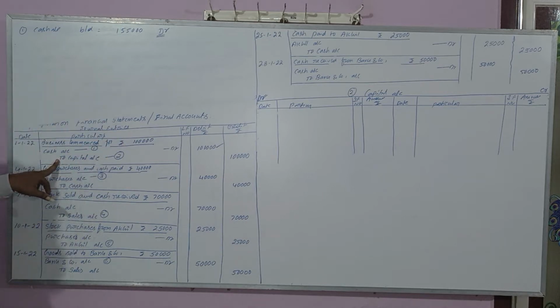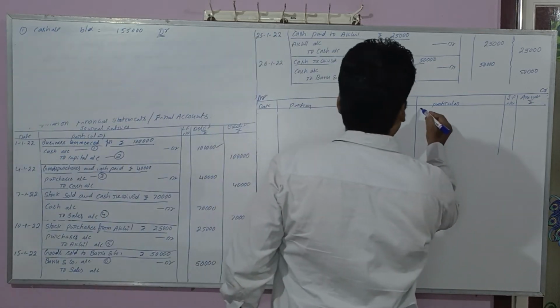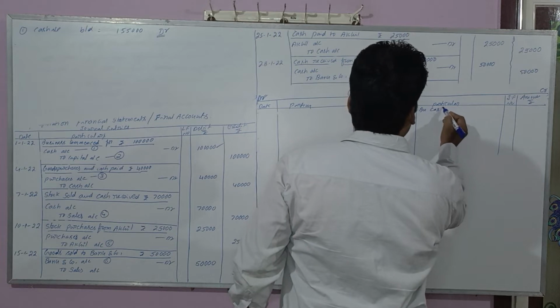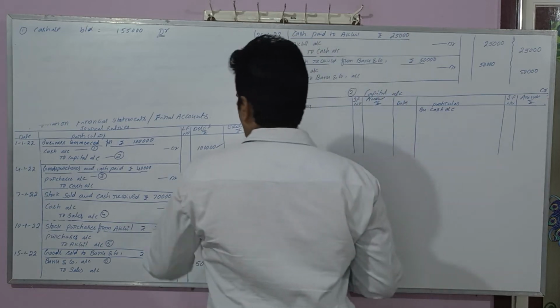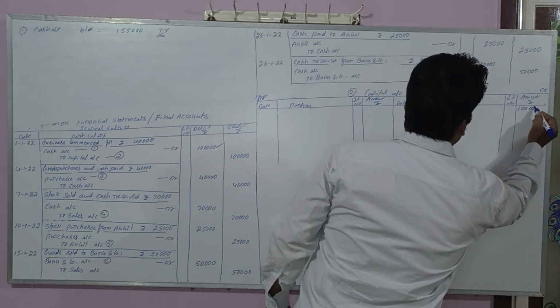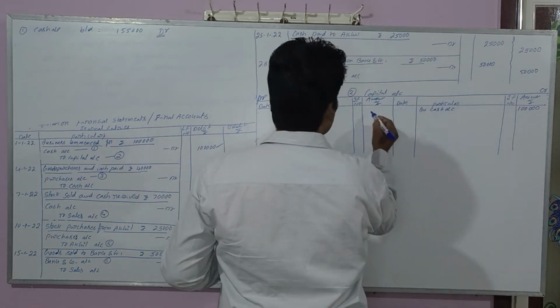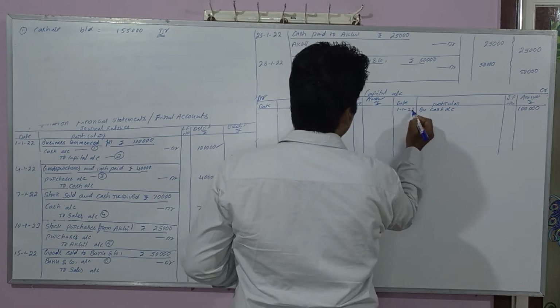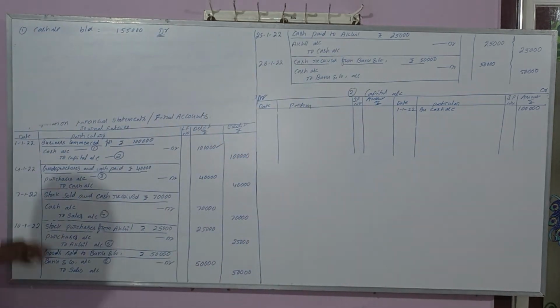Then we write the opposite concept. What is the opposite concept? Cash account. So capital is credit, that's why we enter on the credit side by cash account. By cash account, the amount is 1 lakh, and the date is 1/1/22.